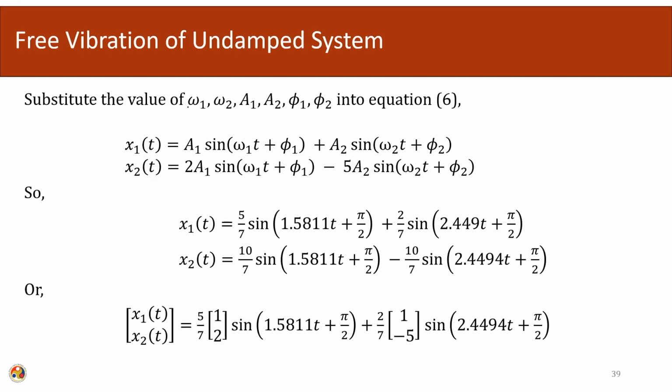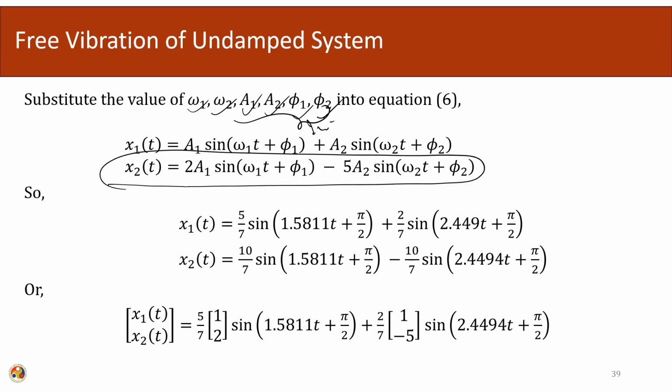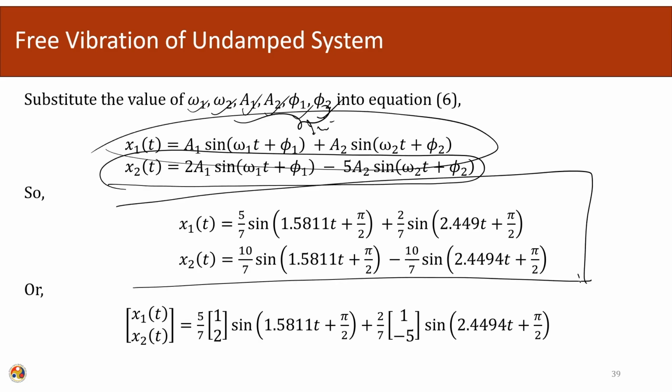So, we back substitute the values of omega, which we calculated first. After that, we calculated the values of A1, A2, phi1, phi2 via the initial condition. And then we get the total solution for the 2 degrees of freedom. So, this is the final solution for this particular case: the amplitude component, frequencies and the phase lag. This is the solution in matrix form.